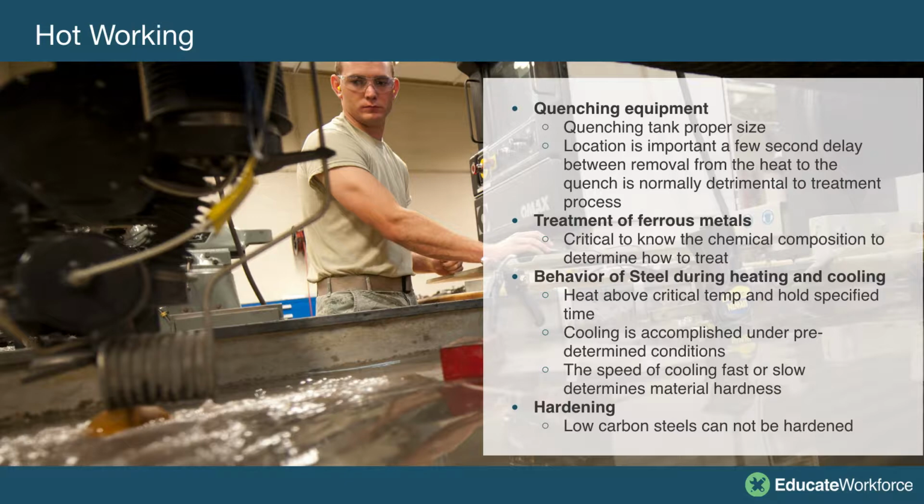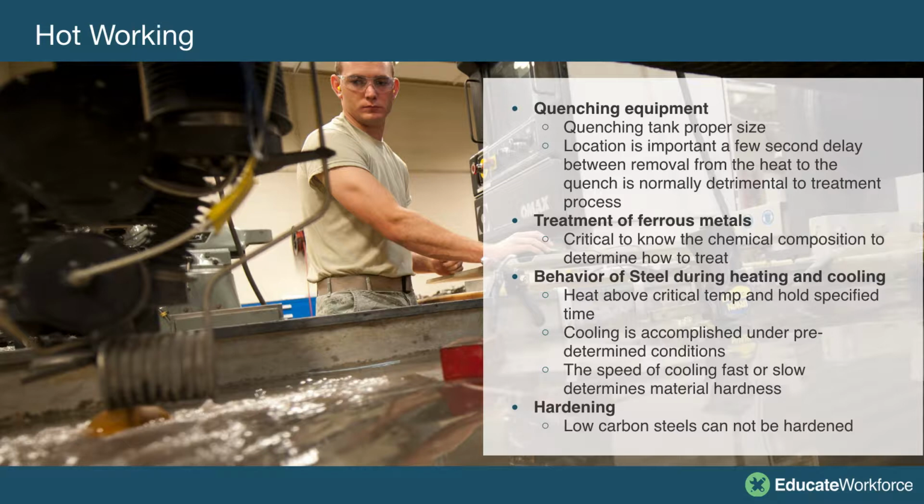The treatment of ferrous metals. It's critical to know the chemical composition to determine how to properly treat the metal. How fast do we want it to cool? What type of solution are we going to use? Again, the brine, the water, the oil. The behavior of the steel during the heating and cooling processes. What happens if we heat it above the critical temperature? What if we don't get it hot enough? The cooling, how is it accomplished under predetermined conditions? What are those conditions? These are things we're going to want to know.